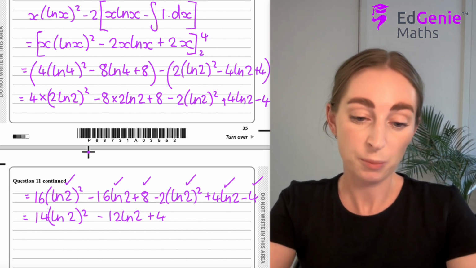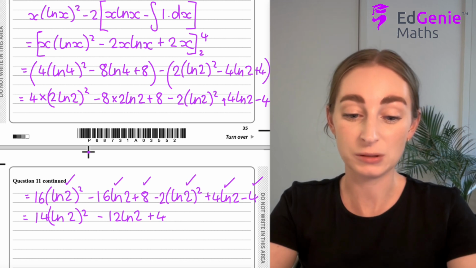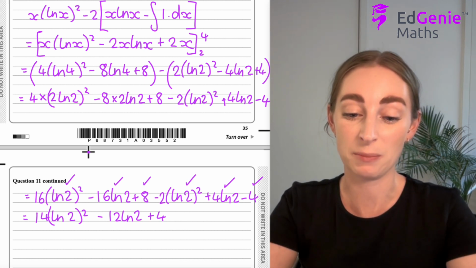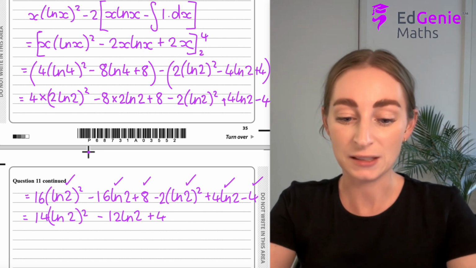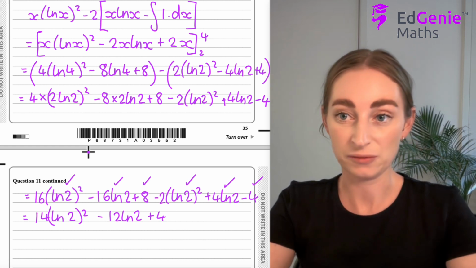So the examiner report said that part A was done quite well, but part B was not done very well because students didn't realise that they had to integrate by parts and instead tried to do some kind of opposite the chain rule of the log. So it wasn't very successful.